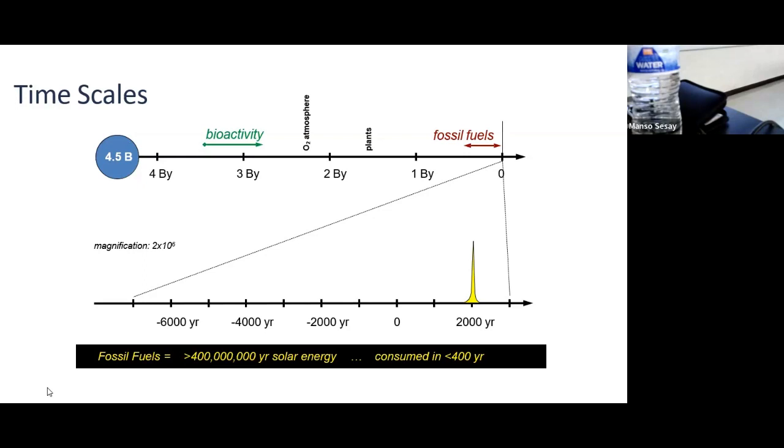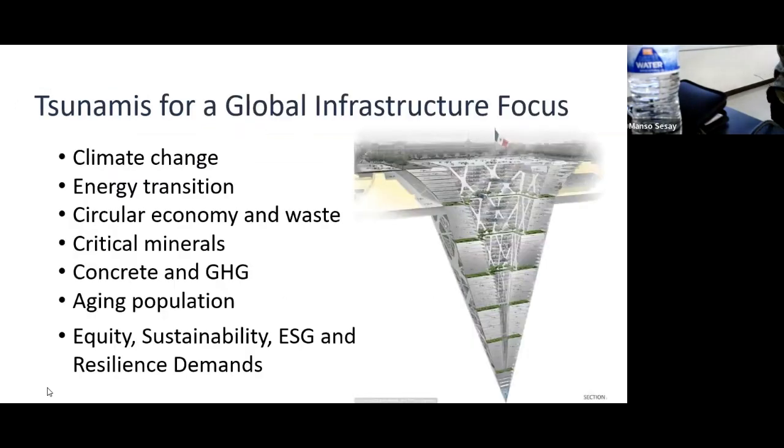So we look towards the future: power has to go up, or we have to figure out how to make things work more efficiently so that the power draw can go down. But inevitably, the quality of life is expected to go up globally. And that's what you're facing. So we have some tsunamis dealing with infrastructure, because infrastructure is a big word that I use for all of those services that people expect to have, right? We have climate change, we have energy transition, we have circular economy and mine waste. You know anything about mine waste? We have critical minerals. We have concrete and greenhouse gases, where we are placing on the order of 5 tons per year per person globally of concrete. And almost none of it is recycled.